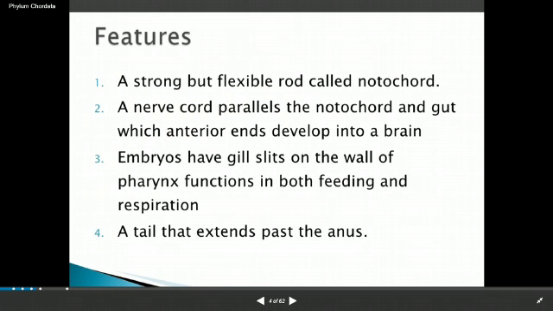Now we will discuss what the main features of the chordates are. Number 1, a strong but flexible rod called the notochord is present in all the chordates. Number 2, a nerve cord parallel to the notochord and the gut, whose anterior end develops into a brain. Number 3, the embryos have gill slits on the walls of the pharynx that function in both feeding and respiration. The 4th main feature of the chordates is a tail that extends past the anus. So these are the 4 characters exhibited by all the members of the chordates.